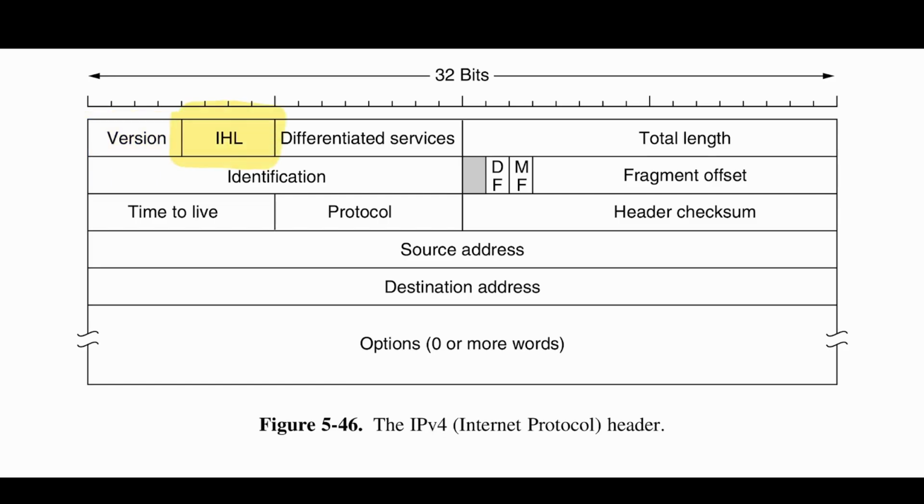Next is IHL, Internet Header Length. Because the header size isn't constant, this field tells us how long the header is in 32-bit words. The minimum value is 5, which means 20 bytes. So it tells us how many rows we have.